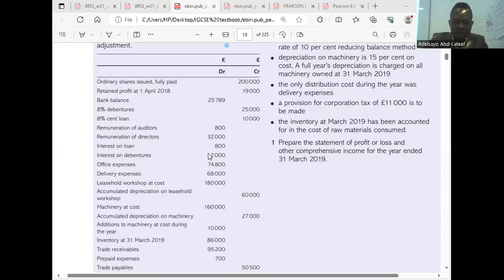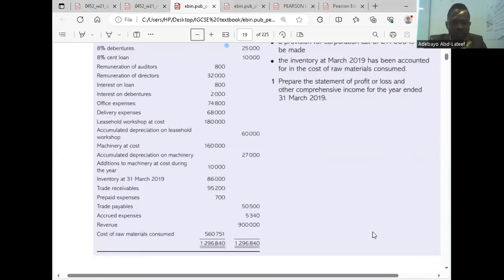We have revenue, which is 900,000. We have our cost of raw materials. We less cost of raw materials, which is 560,751.